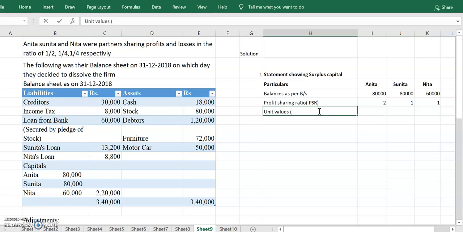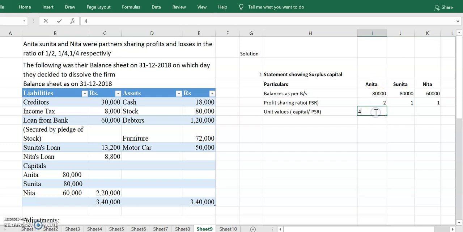Unit value will be found with the formula: actual capital as per the balance sheet, or the capital given. In this question, we just continue with the capital. Capital divided by PSR, that is your profit sharing ratio. So you will get 1 unit of each partner's capital. That is 80,000 divided by 2.